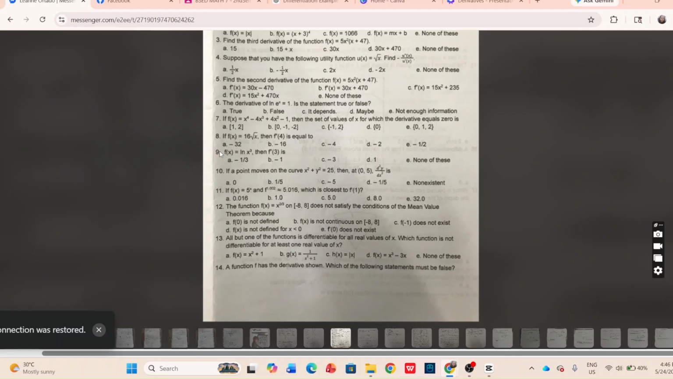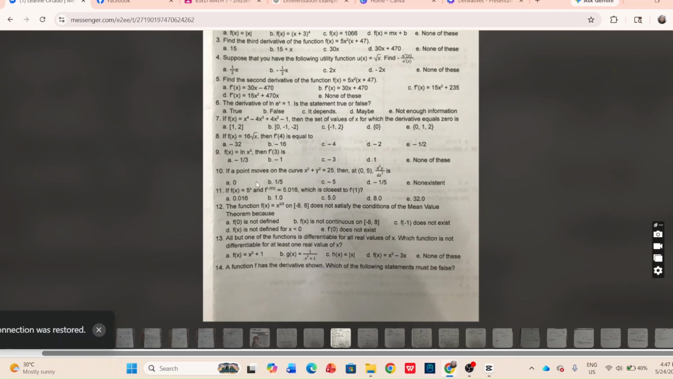Number 9 question. f of x equals ln x cubed, then f double prime of 3 is, so this is the same case as number 8. We will first identify the second derivative of ln x cubed. And the second derivative of ln x cubed is negative 3 all over x squared. And of course, we will simply substitute 3 for x, so negative 3 all over 3 squared, and that gives us negative 3 over 9, which is also negative 1/3. So our answer for number 9 is simply letter A.